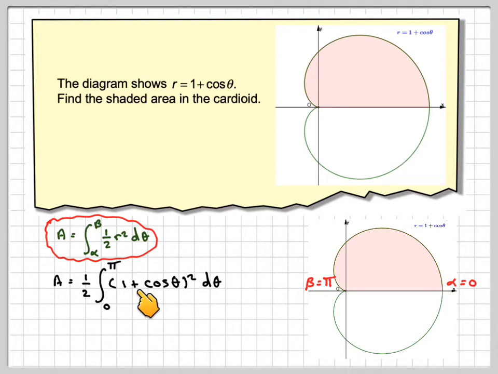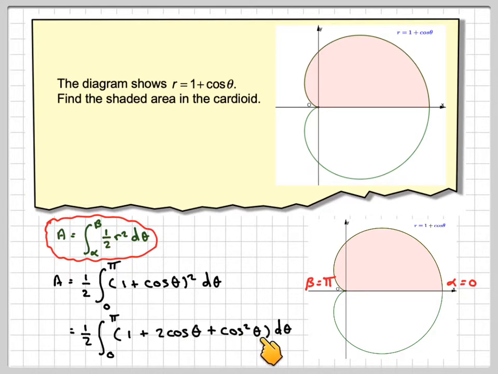Right, before we integrate, we must prepare the integral properly. So it's going to be a half. So if we expand this, it will be 1 plus 2 cos theta plus cos squared theta d theta. By now you should know how to expand a plus b all squared.